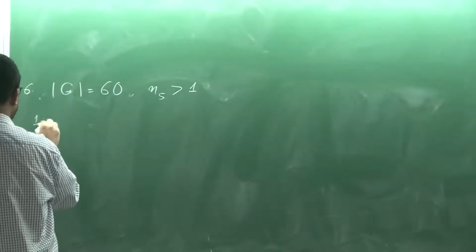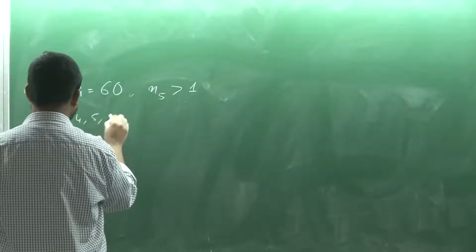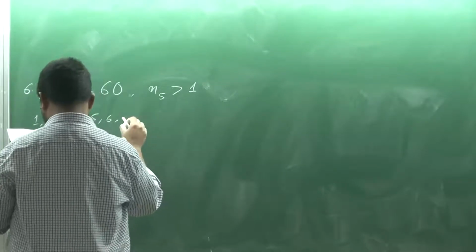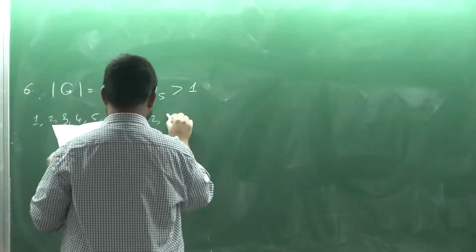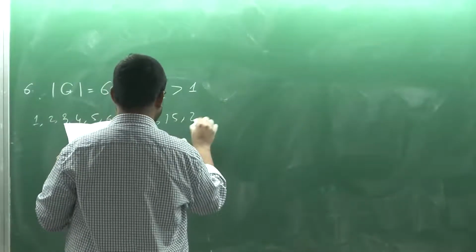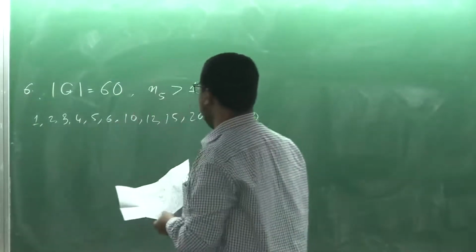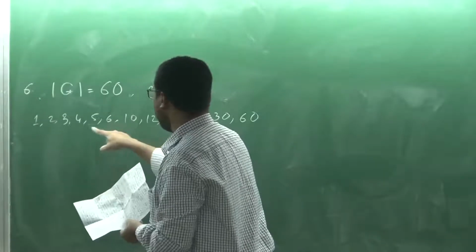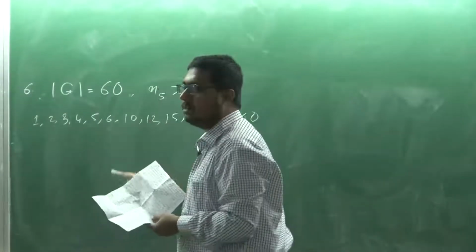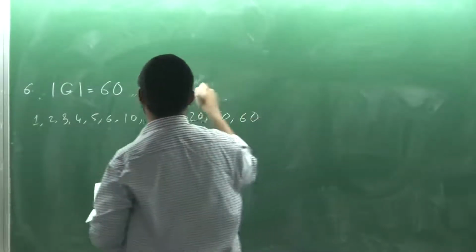The divisors are 1, 2, 3, 4, 5, 6, 10, 12, 15, 20, 30, 60. These are the divisors, and out of that you see only 6 is congruent to 1 modulo 5. So n5 is greater than 1, it means n5 has to be 6.